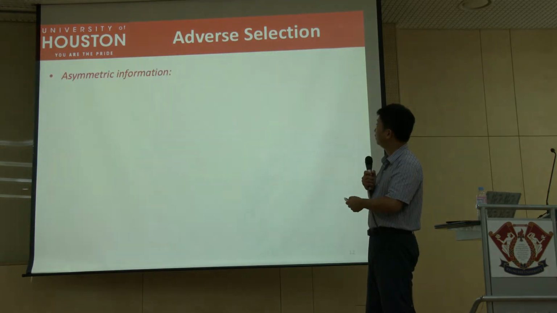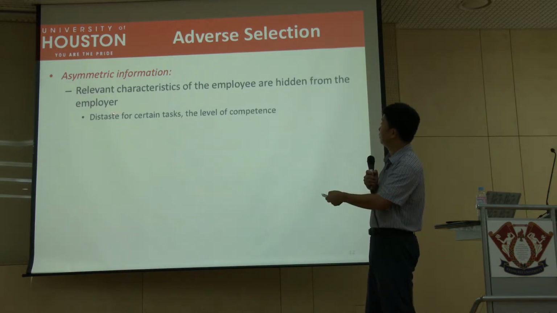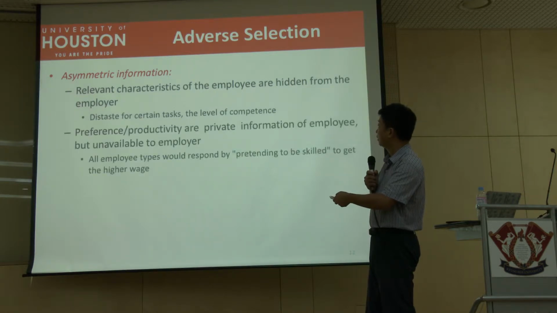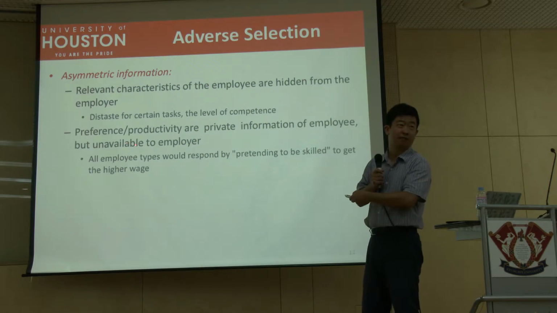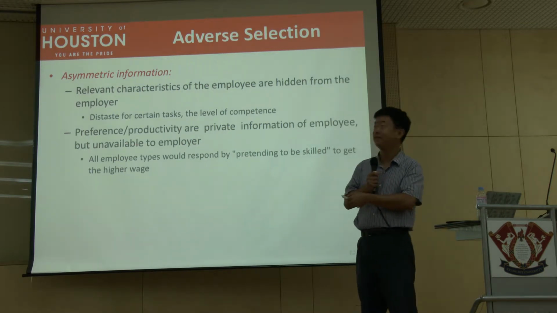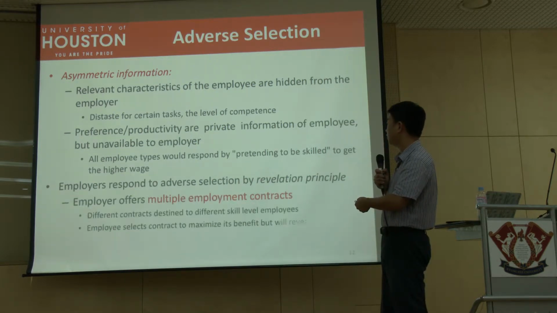So for adverse selection, the asymmetric information is that the relevant characteristics of the employee are hidden from the employer. So I don't know your type. The distance of certain tasks, the level of competence, I have no idea about it. But the preference and productivity are private information of the employee and are unavailable to the employer. And all the employees pretend to be very skillful. I can do anything. So during the interview, you always say you can do everything, right?